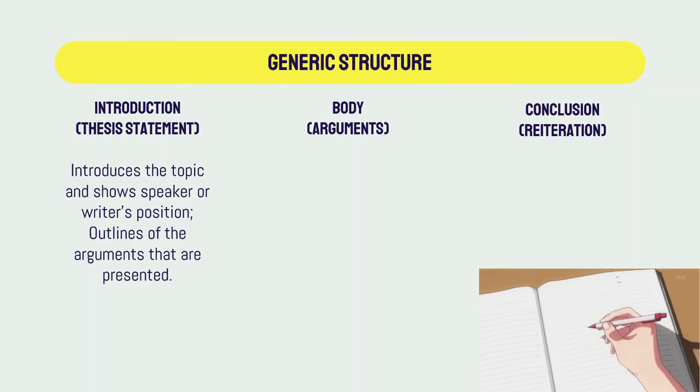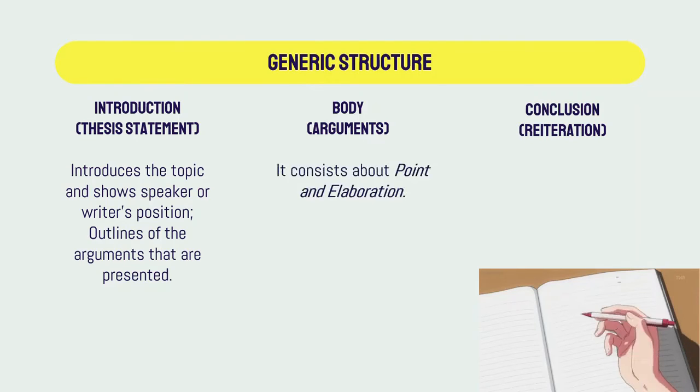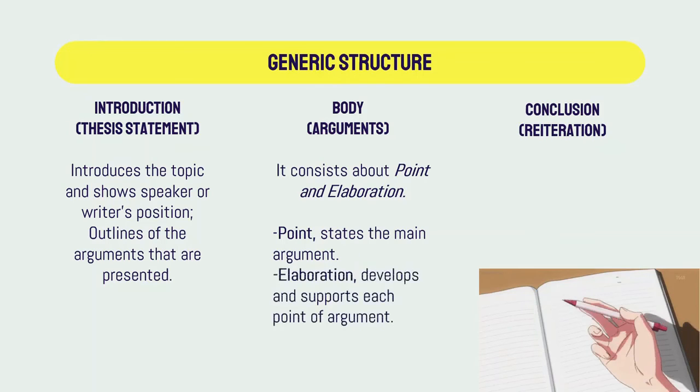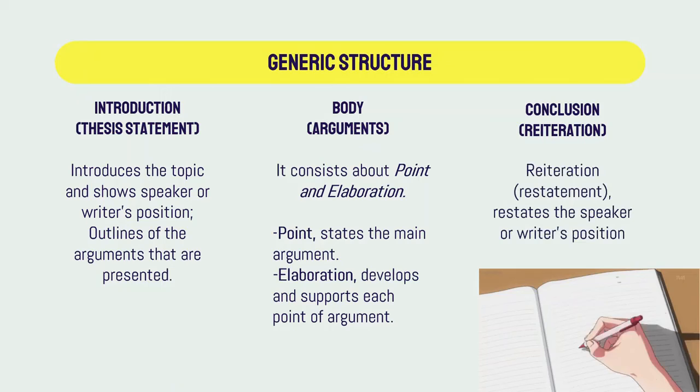It is an outline of the arguments that are presented. Body or arguments. It consists of point and elaboration. Point is to state the main argument, and elaboration develops and supports each point of the arguments. The last one is conclusion or a reiteration. It could also be a restatement because it restates the speaker's or writer's position.